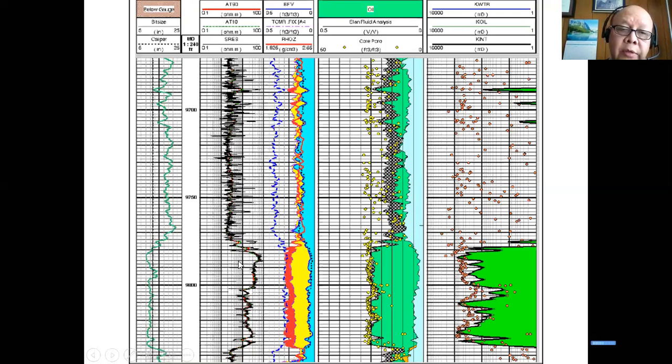But when we look at this shaly section here, we see that there are streaks of resistivity here. And at the same time, they are corresponding to a little bit of lowering of gamma ray here. So it's indicating that there is some sort of sandy sections in here. But if you look at the neutron and the density, it looks like a typical shale section here.